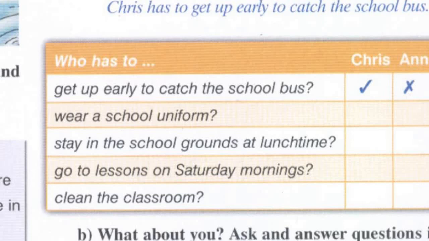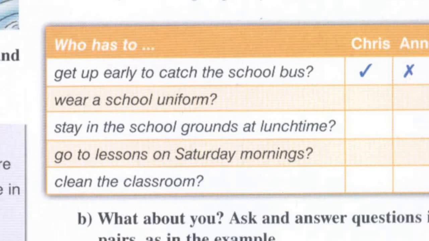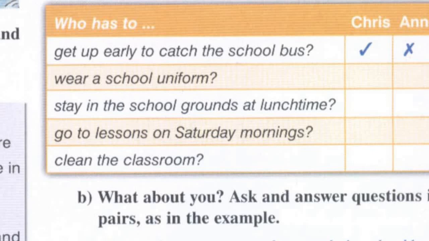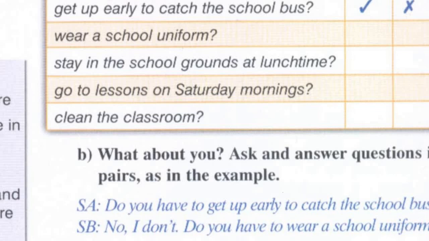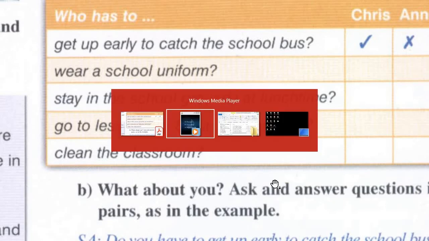Has to, have to, doesn't have to, or maybe must, mustn't. Which one? Get up early. Just look at the expressions here for you. Has to get up early, has to wear a school uniform to school, has to stay in the school grounds at lunch, has to go to lessons on Saturday mornings, and has to clean the classroom. Remember, has to is necessity, but who has to? I'm going to play the audio for you. It's page number 72 of your student book. Listen.